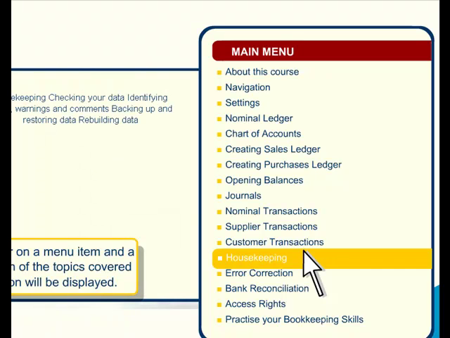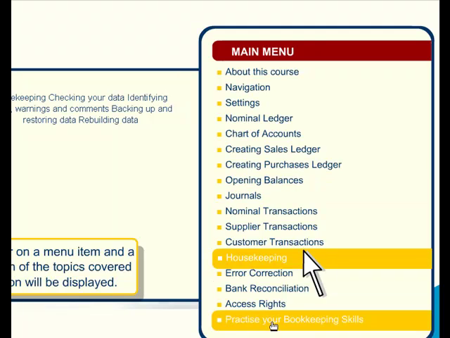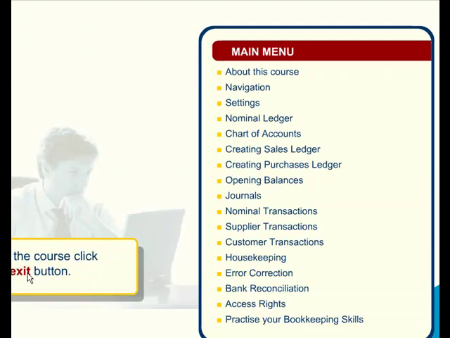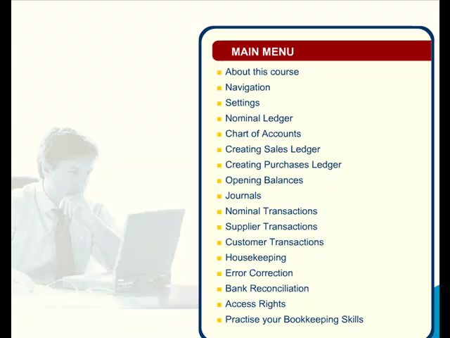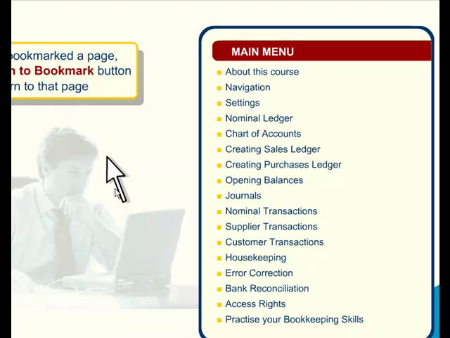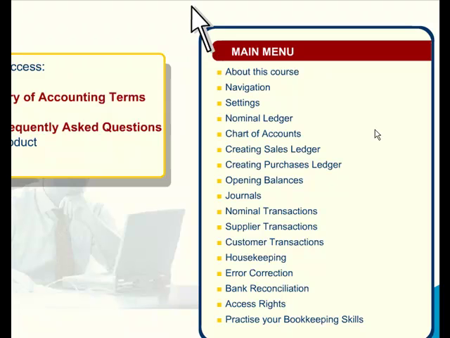The menu lists the various sessions in the course. Rest the pointer on a menu item and a brief description of the topics covered in that session will be displayed. To leave the course, click the Exit button. If you have bookmarked a page, click the Return to Bookmark button to return to that page. You can also access the glossary of accounting terms, the list of frequently asked questions about this product.